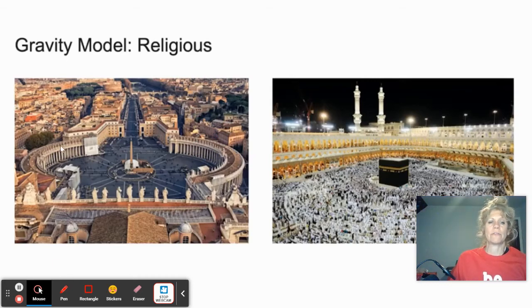And this is a picture of the Vatican City in Rome. And this is a picture of Mecca, which is the pilgrimage that Muslims take every year. And so what I just said in class is the gravity model, because of time-space compression and our access to resources, a celebrity like Beyonce can easily jump on her private jet and fly from LA to New York. And even though LA and New York are very far apart, they're very large.